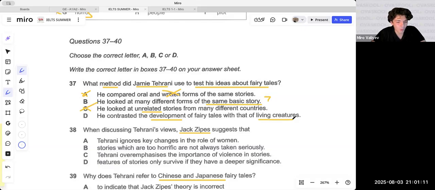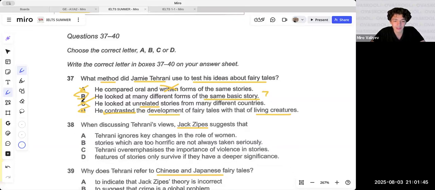Yes, he borrowed technique. He borrowed technique from biology, but it doesn't mean that he contrasted the development of fairy tales with the development of animals. No, he just used the same technique to find out the evolution of those fairy tales. That is the point. So we can eliminate D because it is completely false and we're just left with B, and B is the only answer.